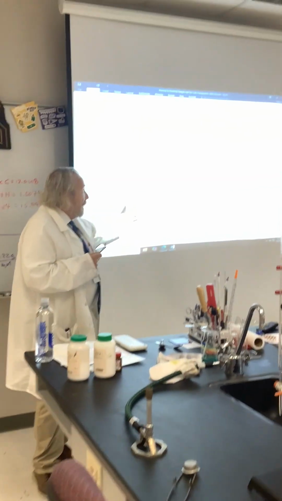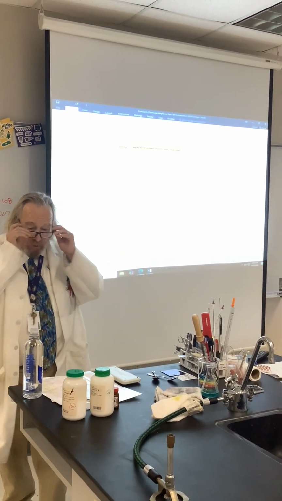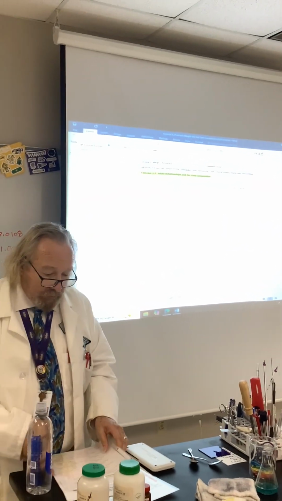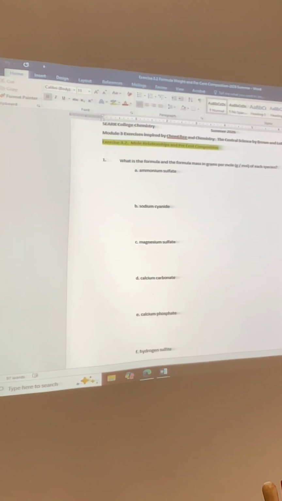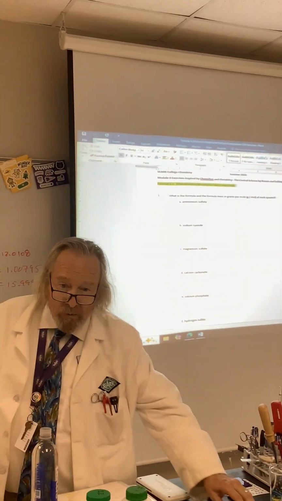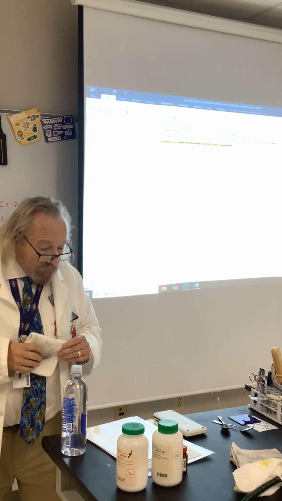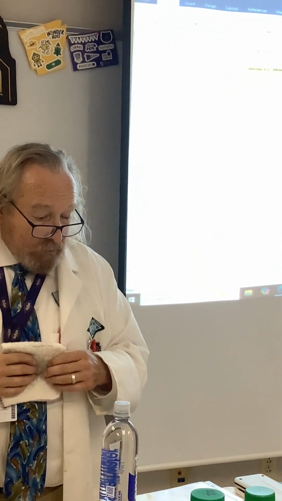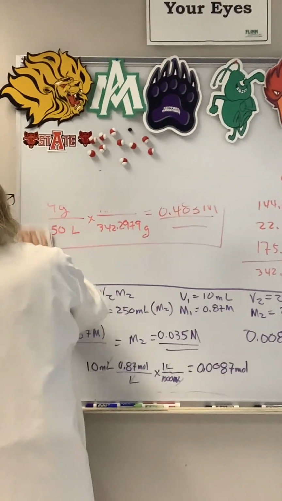So if you go and download the assignment, you'll see that it asks you to develop a basic skill in determining the formula mass. And we do this by using the atomic masses for the atoms and the molecules. So let me go ahead and work the first one. The first one calls for what is the formula and the formula mass in grams per mole for each species below. And A is ammonium sulfate, very common laboratory chemical.